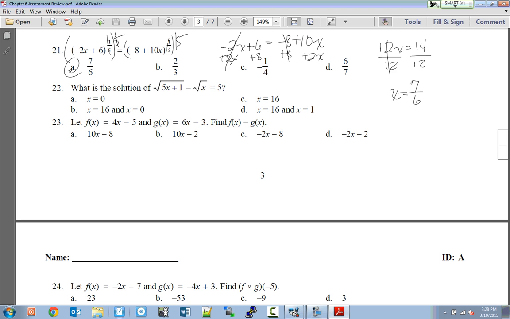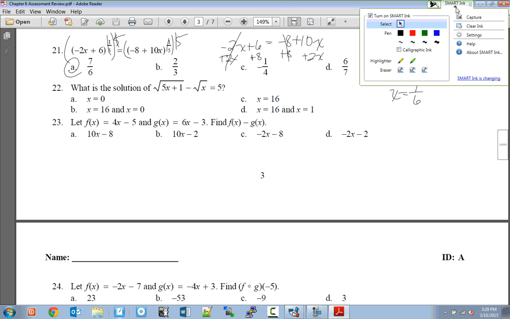All right. So again, when you have an exponent like this one, where we had the term raised to 1/5, just simply raise the entire term to the 5th power, and then the 1/5 and the 5 will cancel out, leaving you just the term. So in this case, just the 2x plus 6 and just the -8 plus 10x. All right.